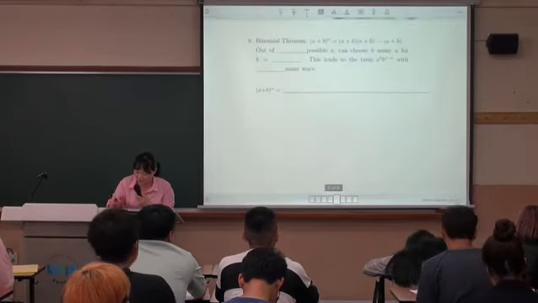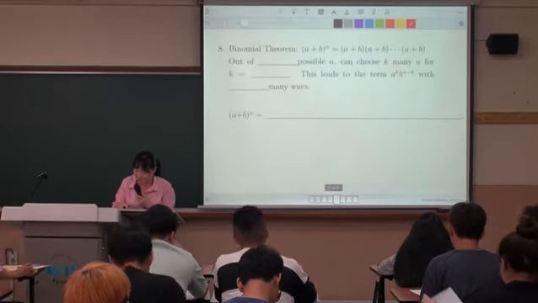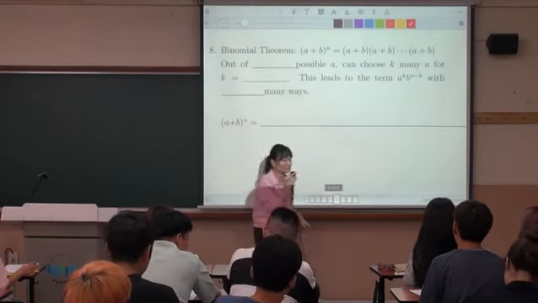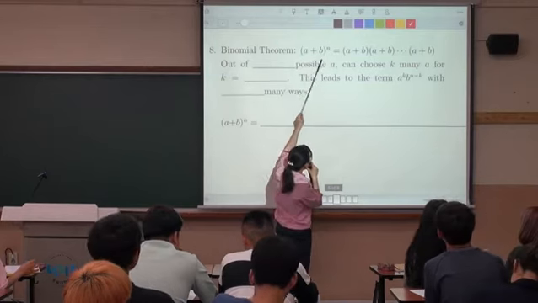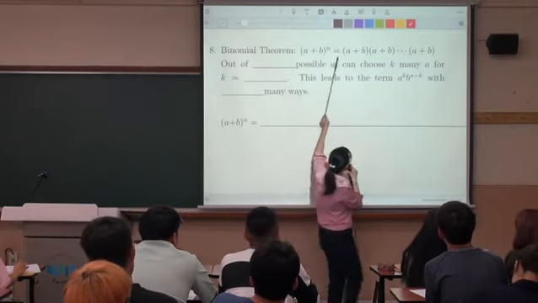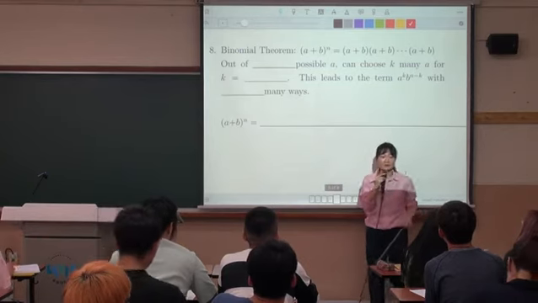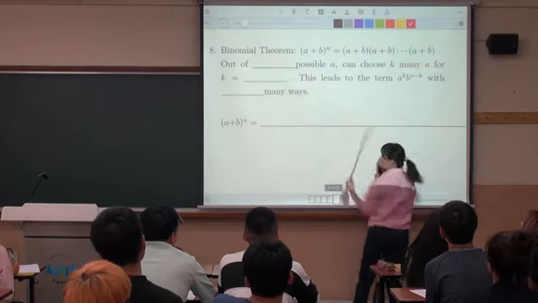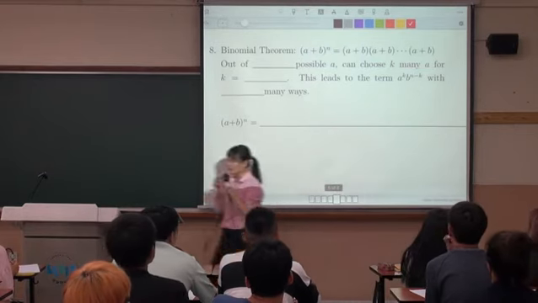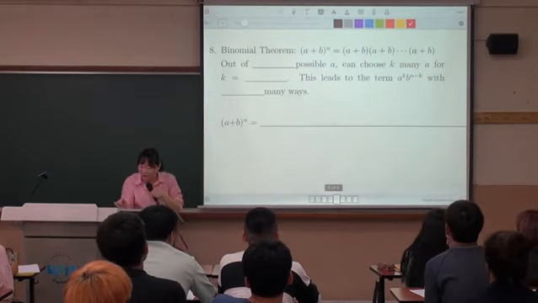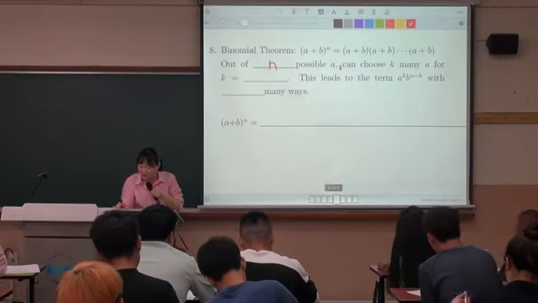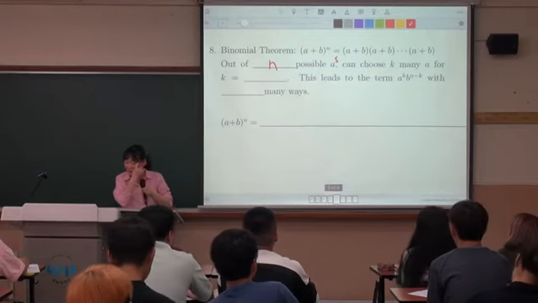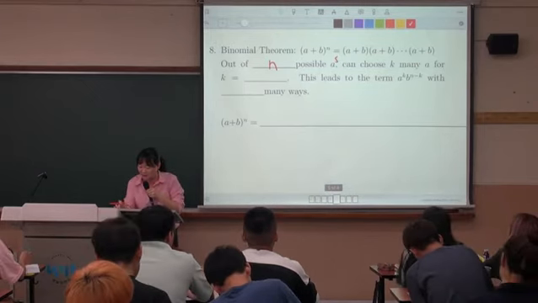Binomial. Okay. So this is a binomial. There are two terms A and B. So when we expand A plus B to the n, this is equal to that. 맞아요? So out of how many A's are there? N. So out of n possible A's. S를 빠뜨렸습니다. A's. Out of n possible A's.